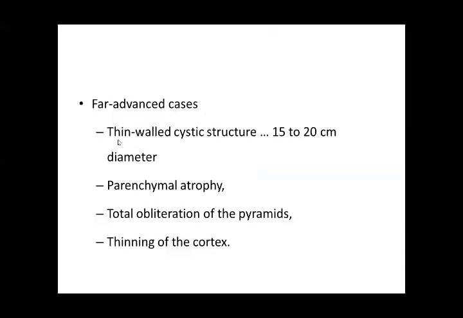In far advanced stages, there are thin-walled cystic structures, 15 to 20 centimeters in diameter, which is a huge diameter. And then there is parenchymal atrophy. There is total obliteration of the pyramids, and there is thinning of the cortex.